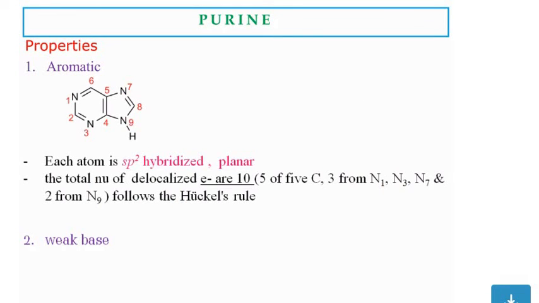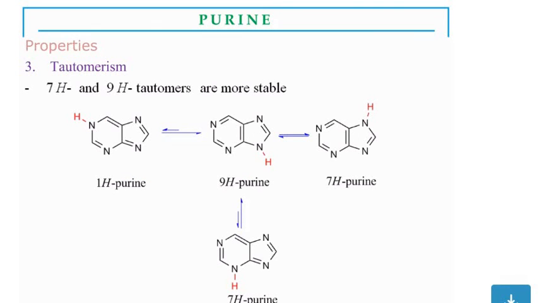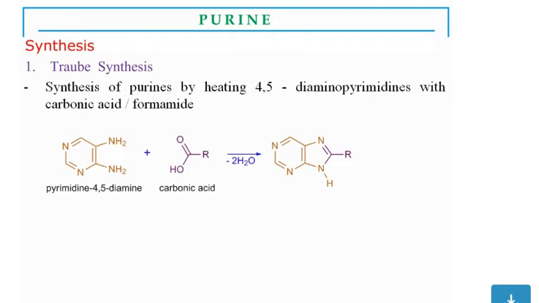Now, purine. You can see each carbon is sp2 hybridized and planar, and the total number of delocalized electrons is 10. So 5 from 5 carbons, 3 from nitrogens 1, 3 and 7, and 2 from nitrogen 9. It follows Hückel's rule and is basic in nature. So tautomerism: you can see 1H purine, 9H purine, 7H purine.